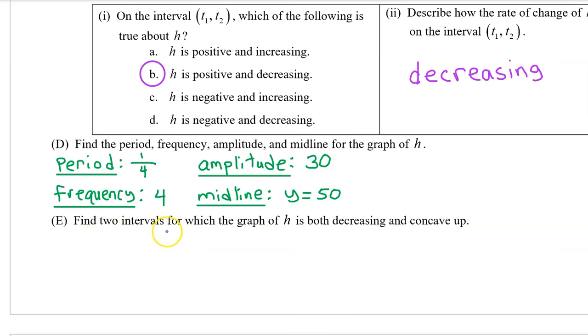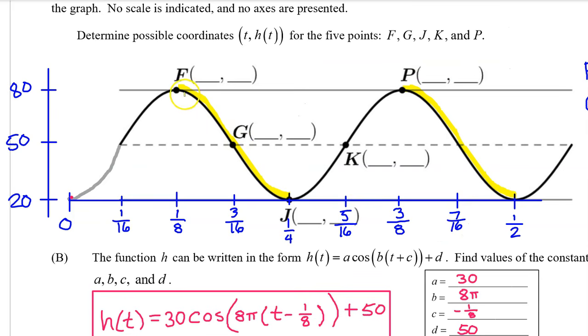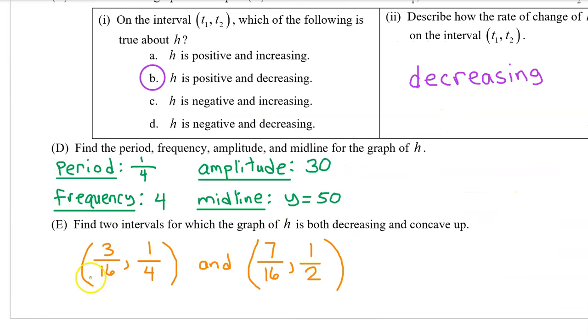Now, we are looking for two intervals where h is both decreasing and concave up. h is decreasing on these two yellow intervals. h is concave up on these two blue intervals. h is decreasing and concave up on these two green intervals. That's the interval from 3/16 to 1/4 and the interval from 7/16 to 1/2. So this is the answer to Part E.